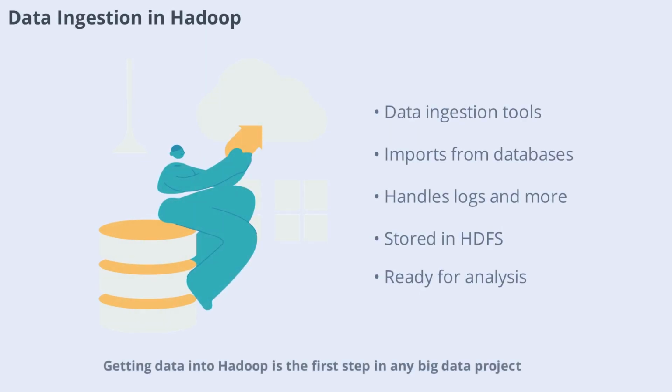Getting data into Hadoop is the first step in any big data project. Tools like Sqoop and Flume are commonly used to import data from databases, logs, and other sources. Once ingested, the data is stored in HDFS, ready for processing and analysis.